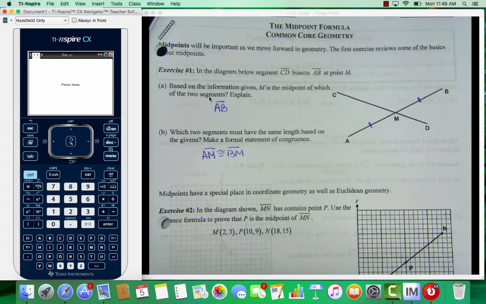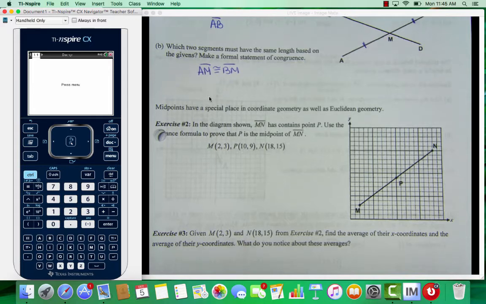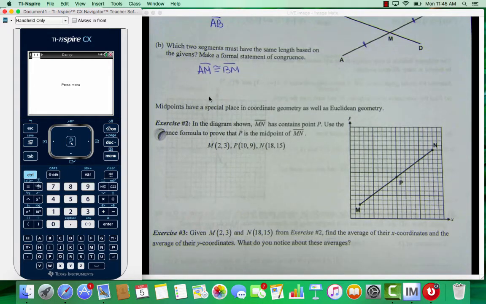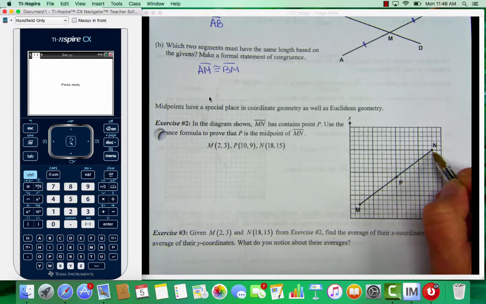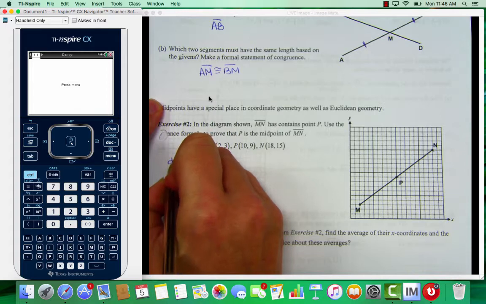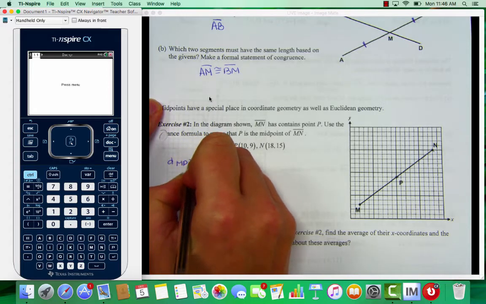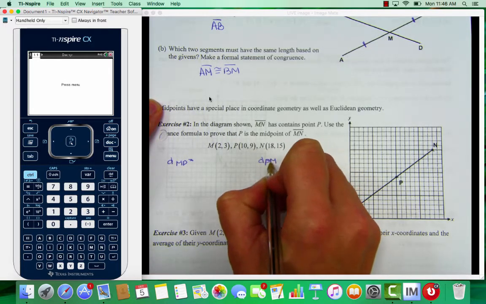So midpoints have a special place in coordinate geometry as well. And so basically, if we're looking at the graph, we have segment MN, and it contains point P. We're going to use the distance formula to prove that P is the midpoint of MN. So if P is the midpoint of MN, then the distance from M to P should be the same length as the distance from P to N. So I'm going to find the distance of the segment that goes from M to P, and then I'm going to find the distance of the segment that goes from P to N.